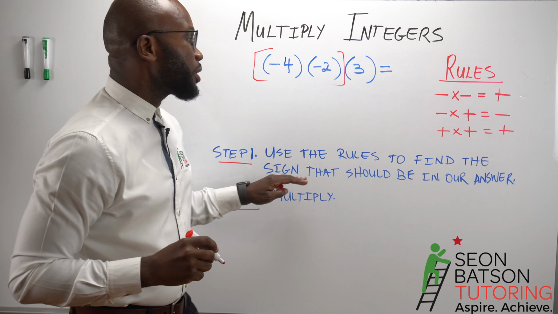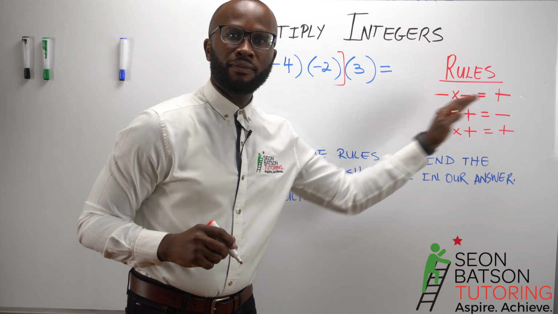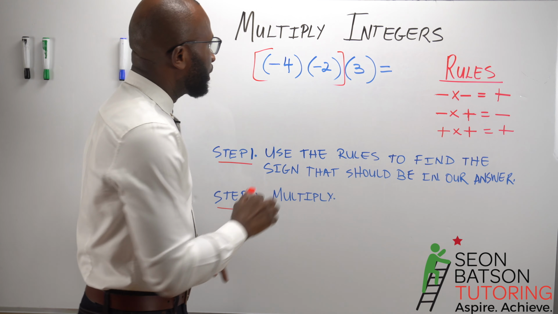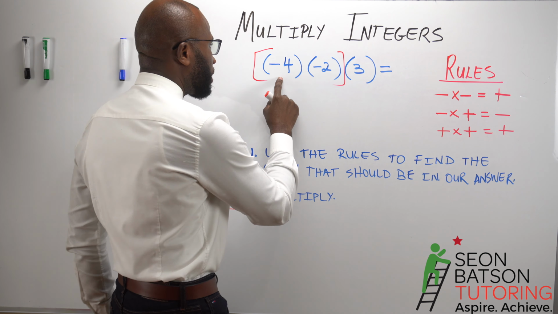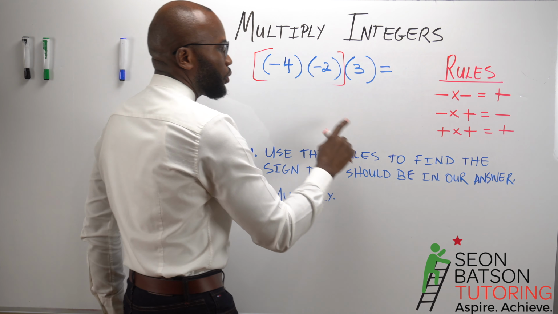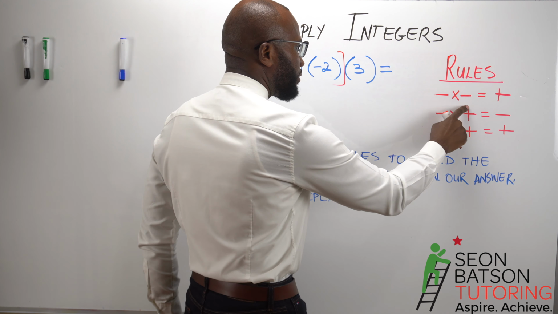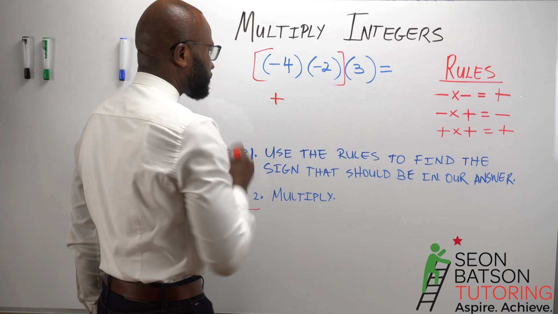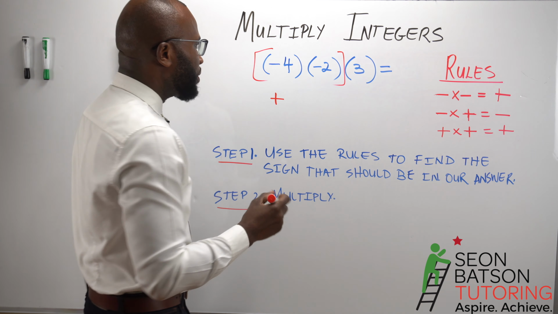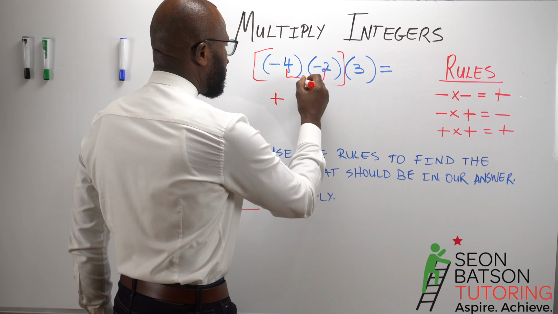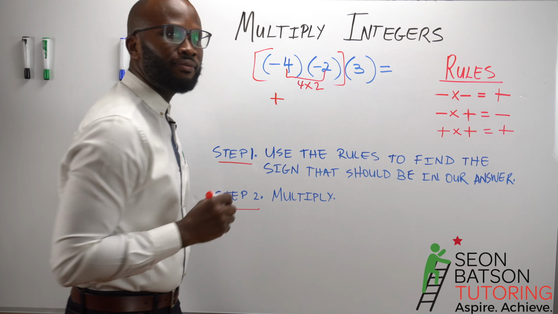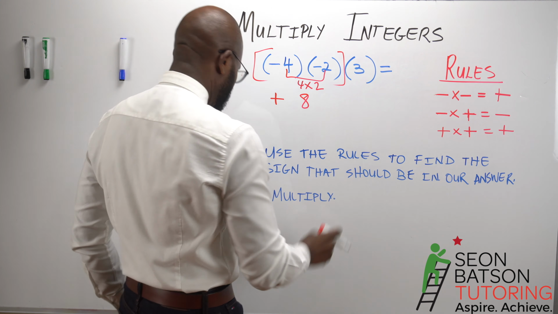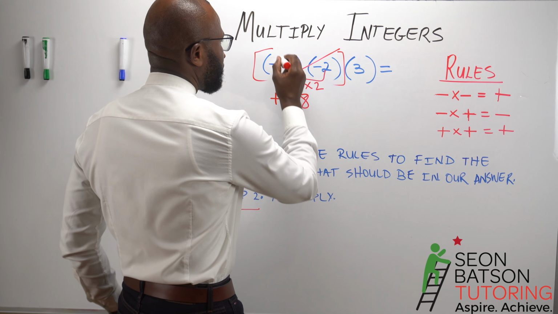Step 1 says, use the rules to help you figure out what sign should be in your answer. We are multiplying a negative 4 by a negative 2. When we multiply a negative by a negative, our answer should be positive. So we put that positive back first here. And then we multiply. We'll do 4 times 2. And what is 4 times 2? 8. Very good. So we are done with these 2.